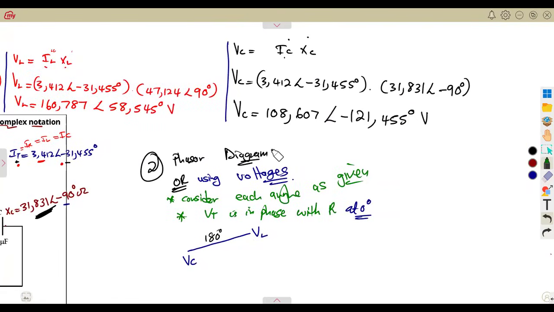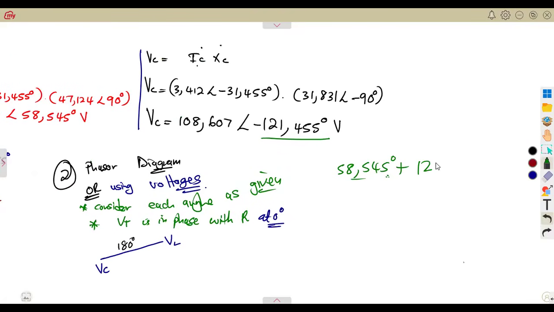VL, the angle there is 58.545. This is our angle there. Focus on the angle because we need the angle to get 180. What is the angle here? It's minus 121. The minus is for the direction, but as you take the angle, you just take it as it is, 121. So if you add 121.455 like this, you are going to obtain 180 degrees. This is to confirm this part that I'm explaining. It's supposed to give us a straight line.